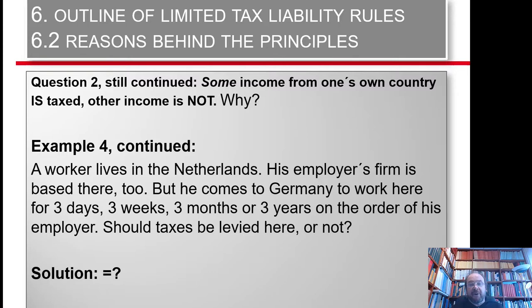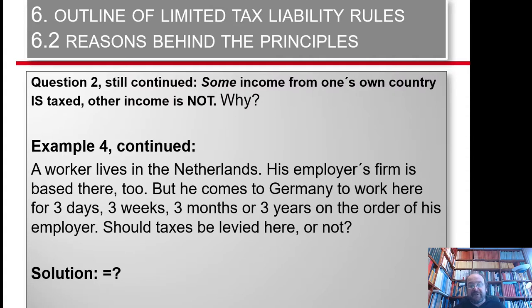The usual clause in the double taxation treaties is: if a foreign worker does not drop into Germany for more than 183 days within a period of 12 months, however these 12 months are measured, then the job income will not be subjected to German tax. But again, this is only some tolerance which we show if there is a double taxation treaty.